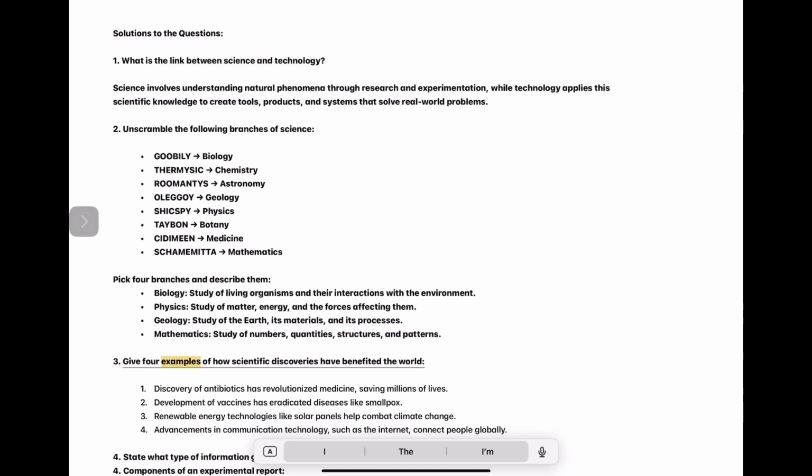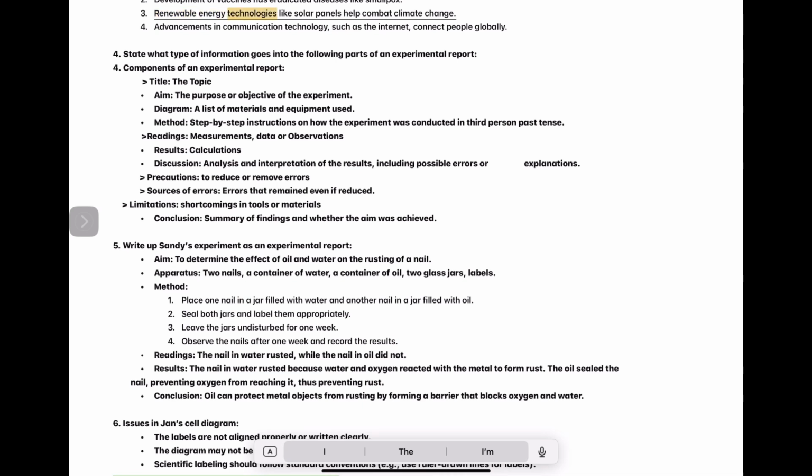3. Give 4 examples of how scientific discoveries have benefited the world. 1. Discovery of antibiotics has revolutionized medicine, saving millions of lives. 2. Development of vaccines has eradicated diseases like smallpox. 3. Renewable energy technologies like solar panels help combat climate change. 4. Advancements in communication technology, such as the Internet, connect people globally.